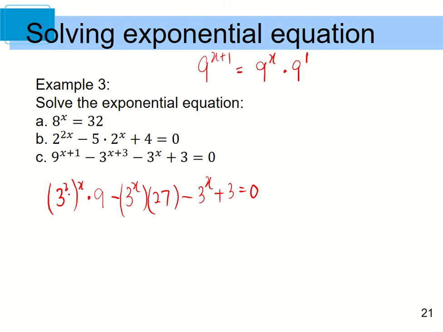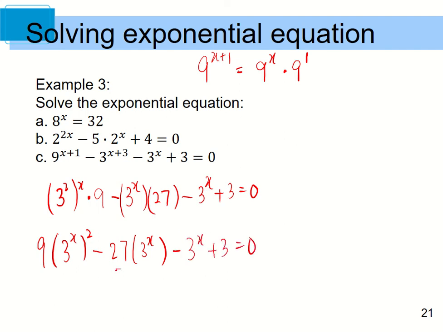Now for the first one, we can change the position. It will be 3 to the power of x, all squared, and we put the 9 in front. Minus 27 times 3 to the power of x, minus 3 to the power of x, plus 3 equals 0. So we have 9 times (3 to the power of x) squared, minus 27 minus 1, so minus 28 times 3 to the power of x, plus 3.